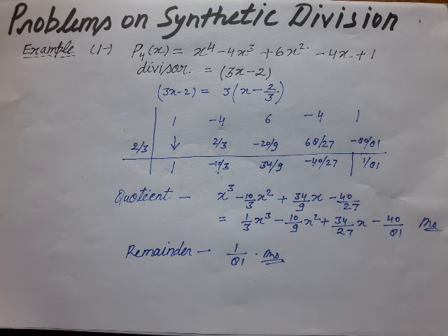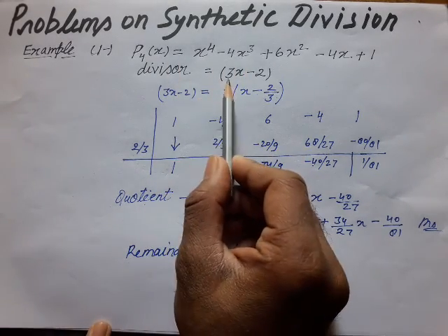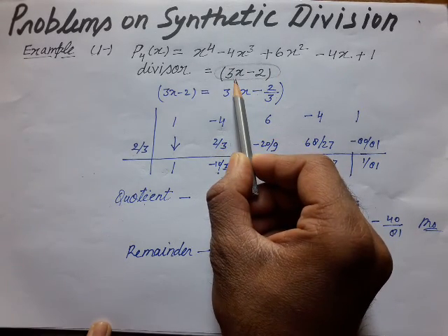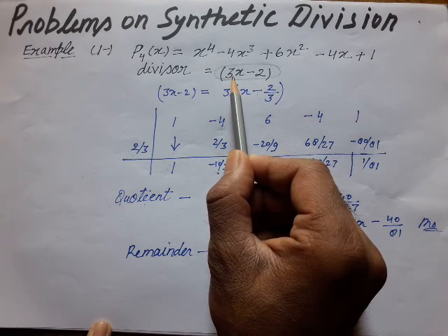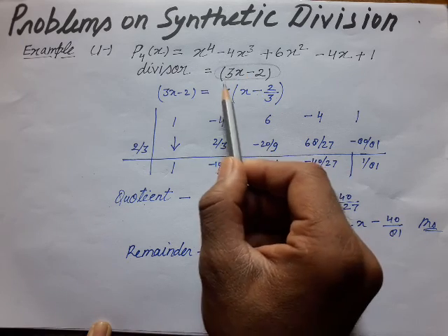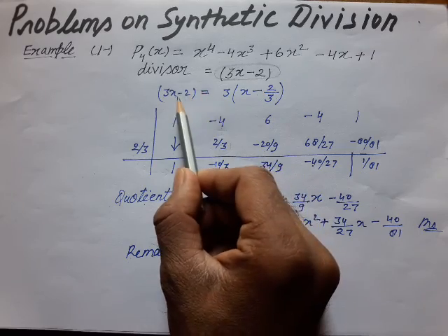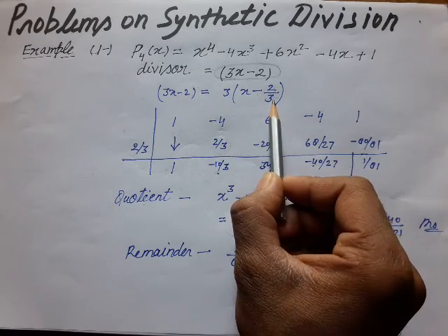I have chosen some great problems on synthetic division. Here is one of the problems. You can see that there is a polynomial of 4th degree and a divisor which is 3x minus 2, but this divisor is not in the ideal form because the coefficient of the highest power of x is not equal to 1. So first we put this divisor into ideal form. We take 3 out of 3x minus 2 and we get x minus 2 by 3.